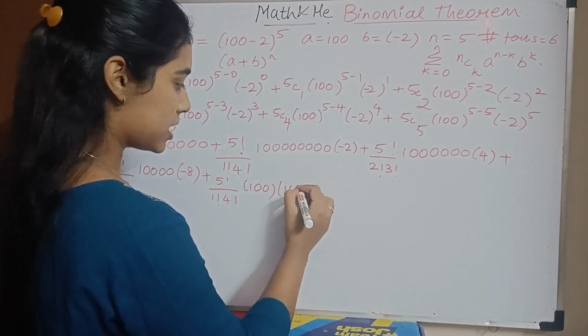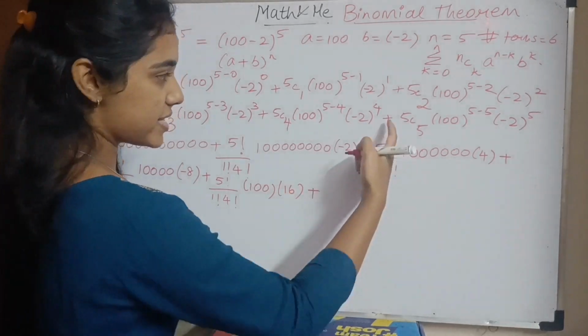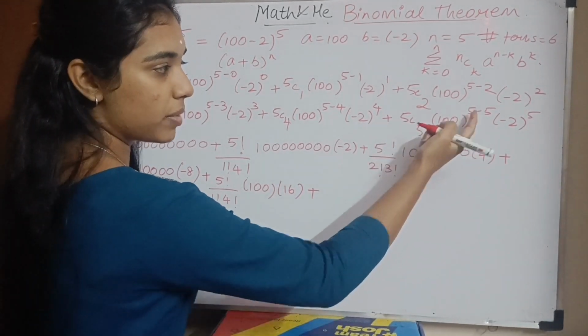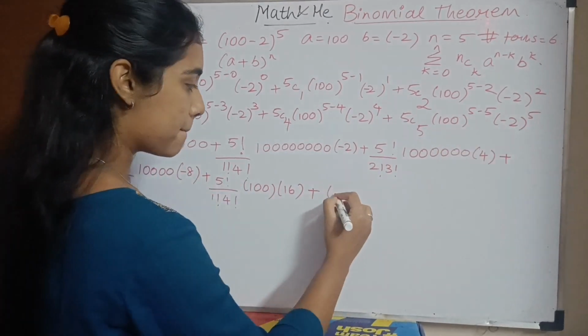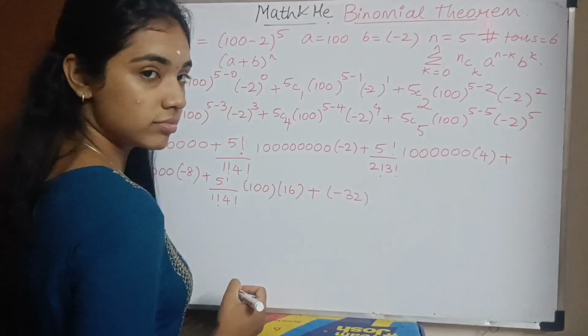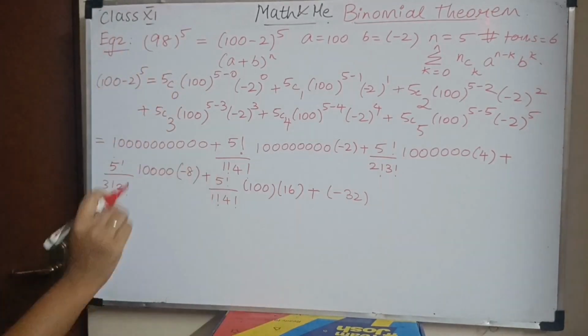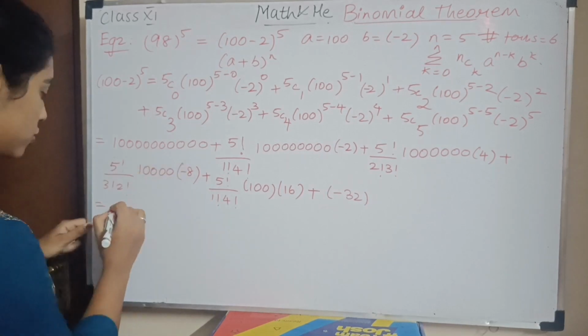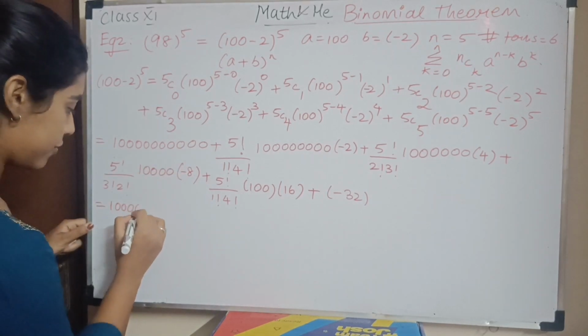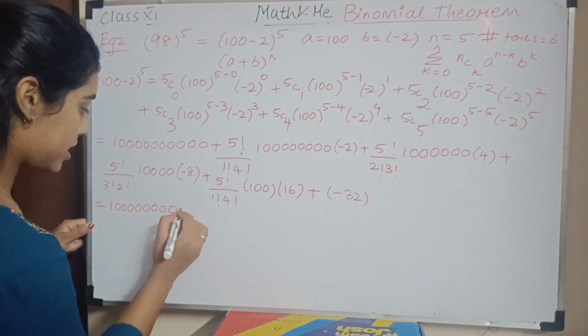So it is plus 16, plus 5c5 is 1. 100 to the power 0, 1. Minus 2 to the power 5 is minus 32. Okay. Be careful with the signs. What is my next step? I have 1 followed by 10 zeros. 1, 2, 3, 4, 5, 6, 7, 8, 9, 10.